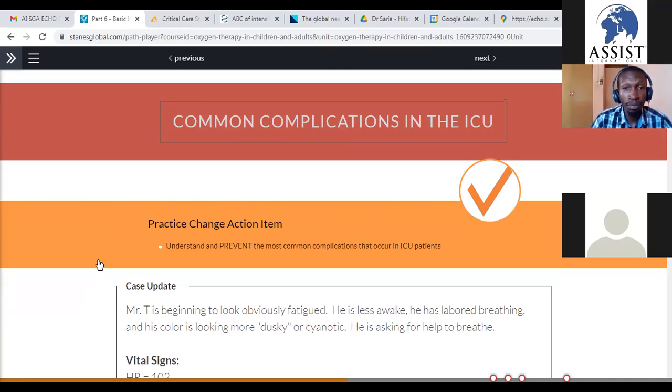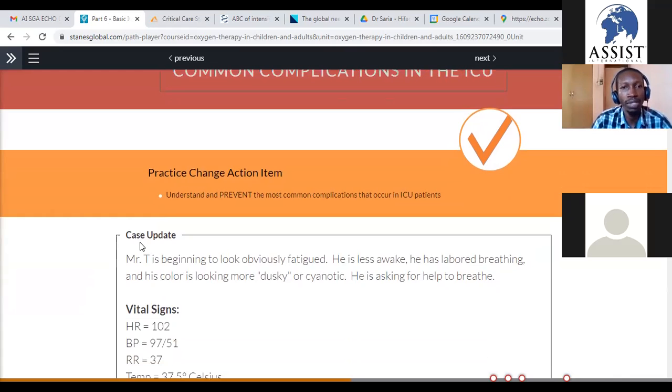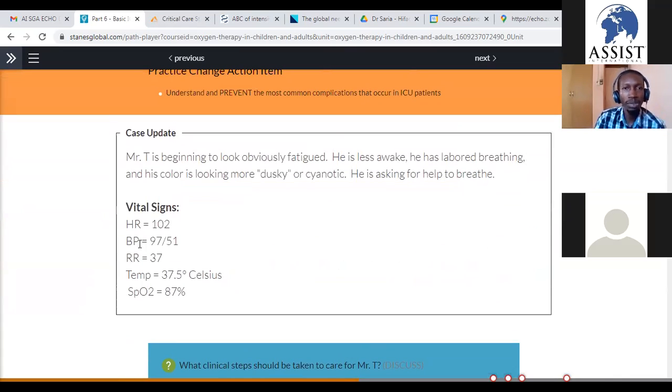So we have several, and we can look at our case before we proceed to that one. We can check that Mr. T is now beginning to look very fatigued. He is less awake. He has labored breathing, and his color is looking more dusky or cyanotic.